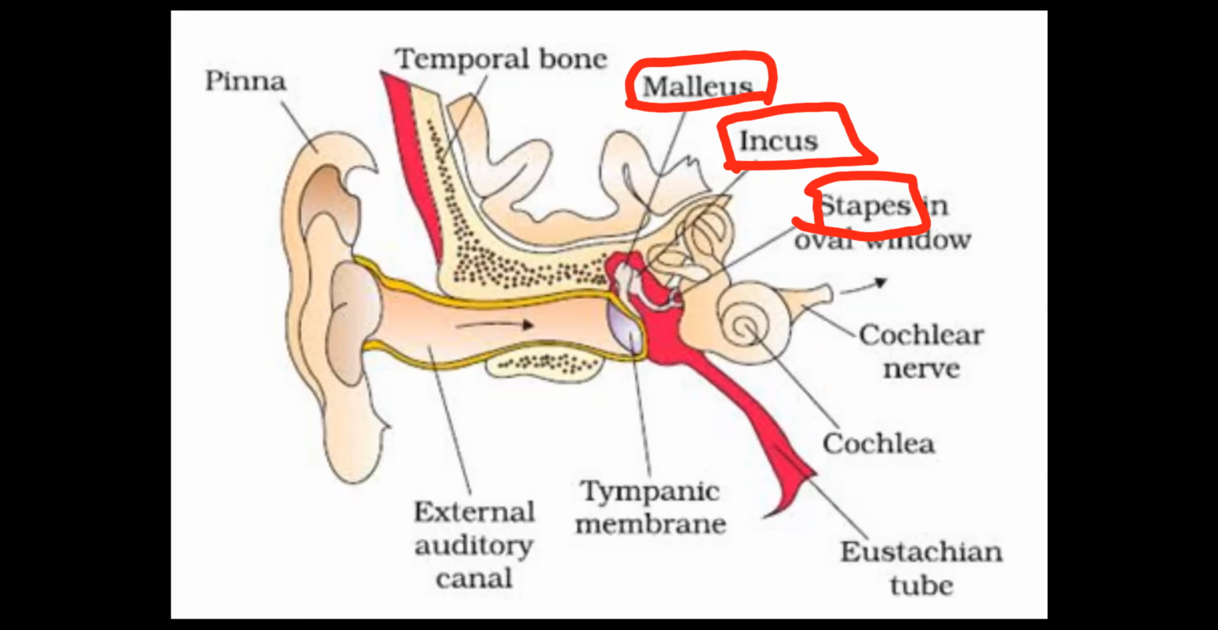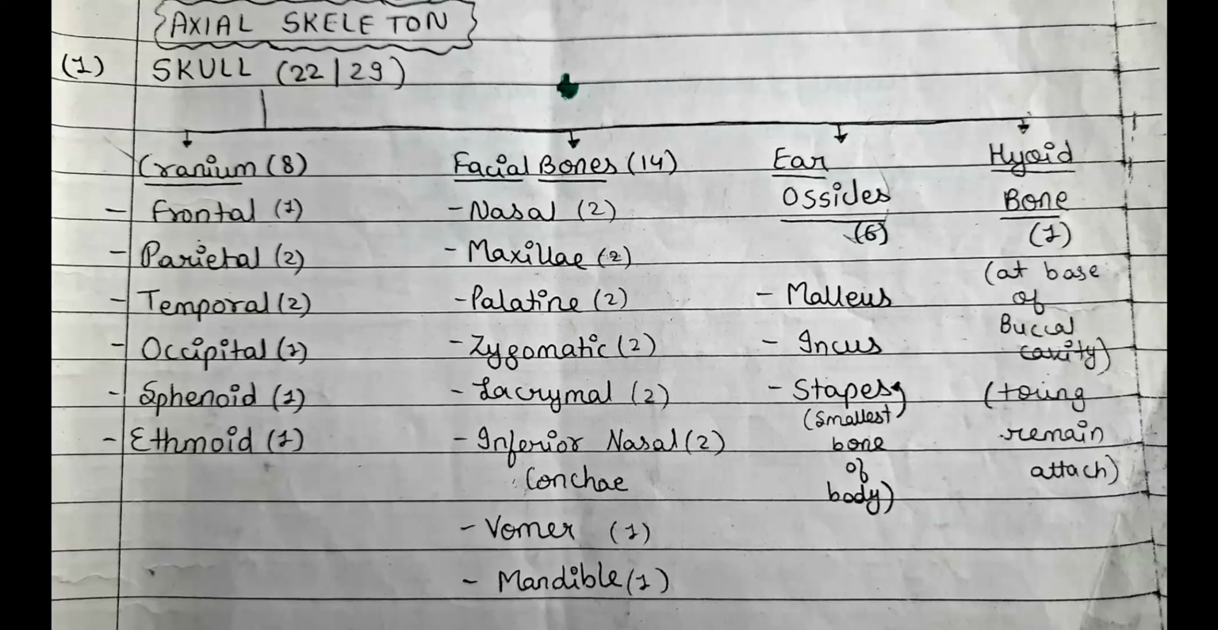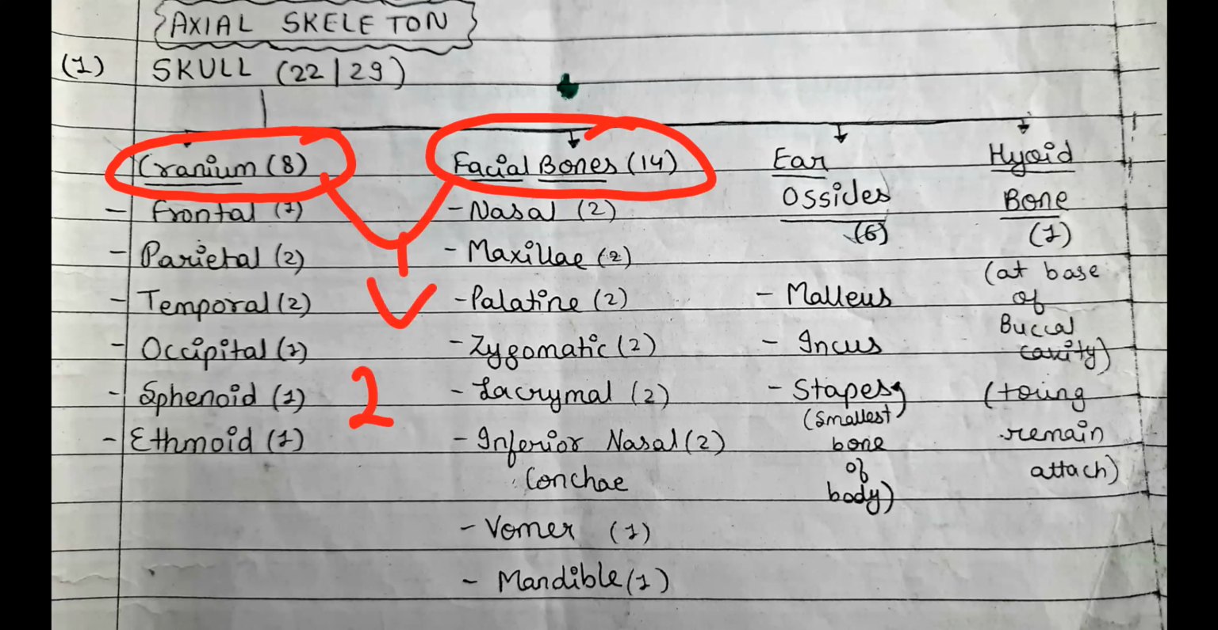So in a way, in the body they are paired. They are 6 in number. Malleus, incus, stapes on right side, malleus, incus, stapes on left side. So total 6. These 6 bones, अगर देखो क्रेनियम के 8 एंड फेशियल के 14, तो 22 होगा. So this number will come to 22, and ear ossicle 6 and hyoid bone total comes to 7.